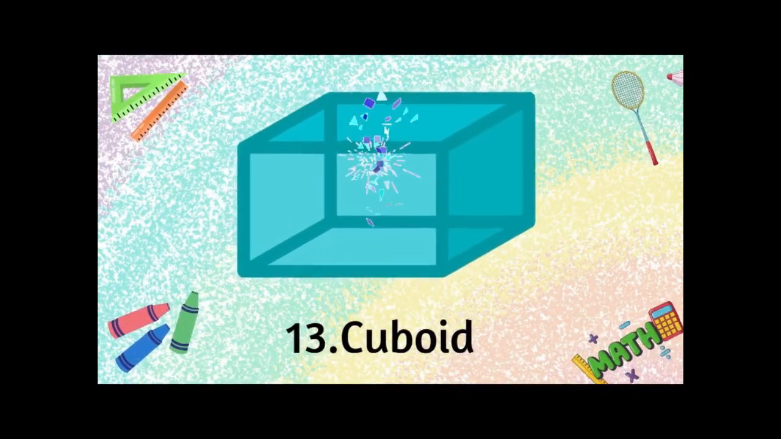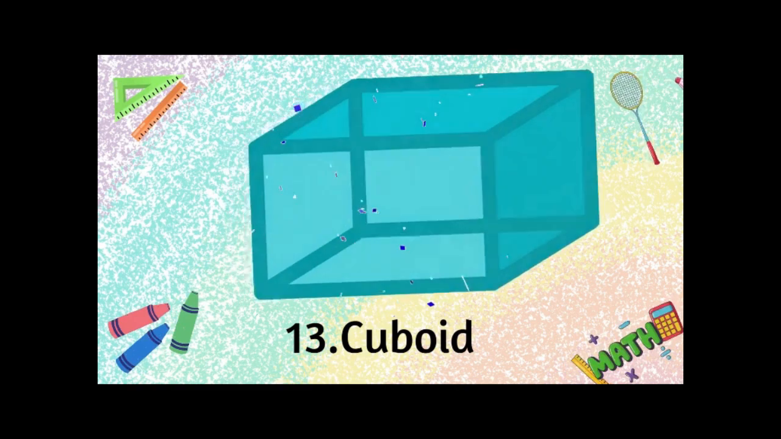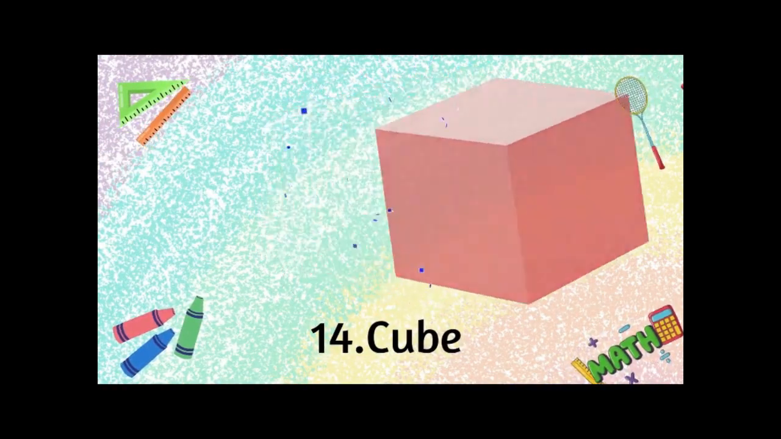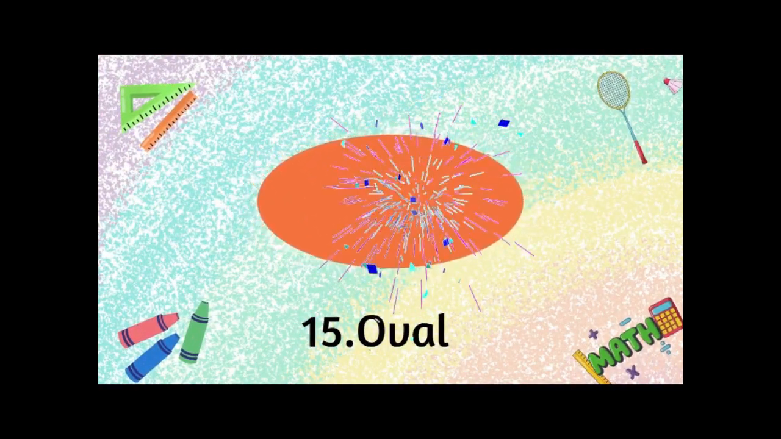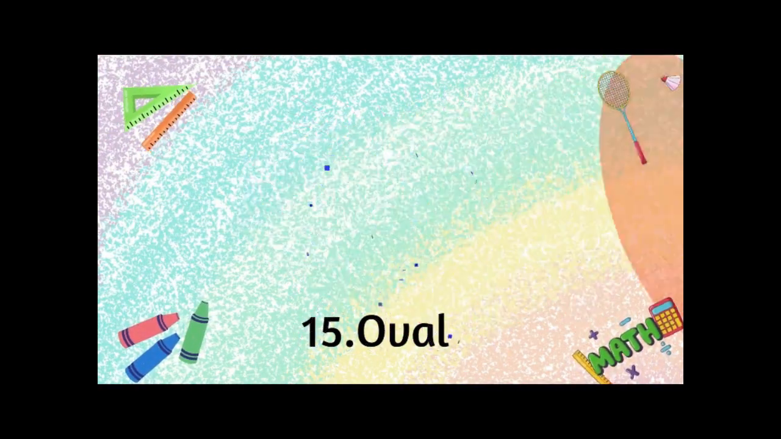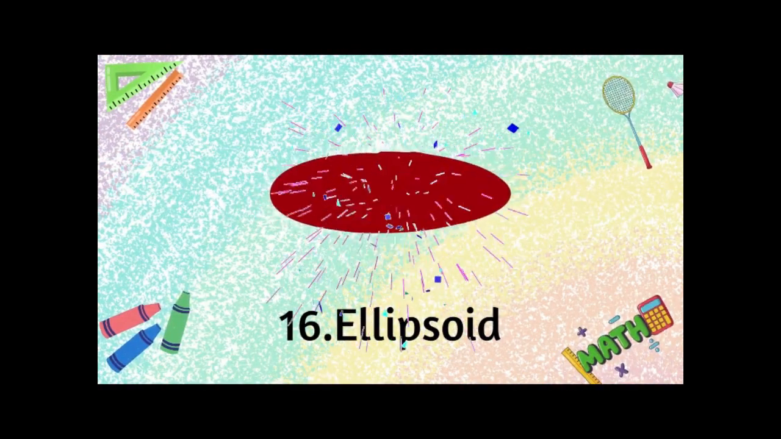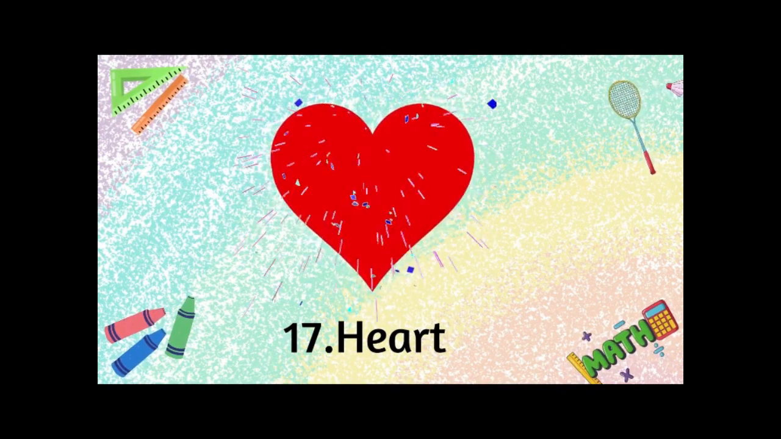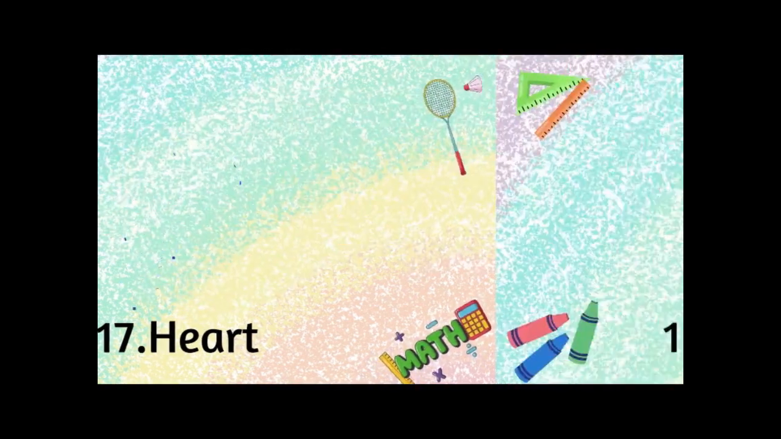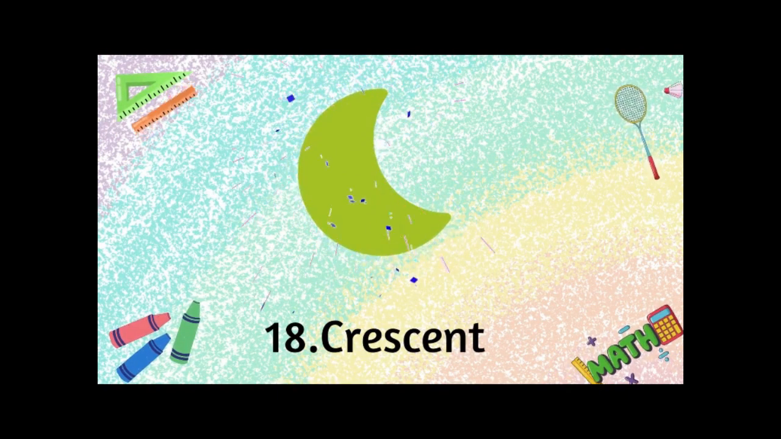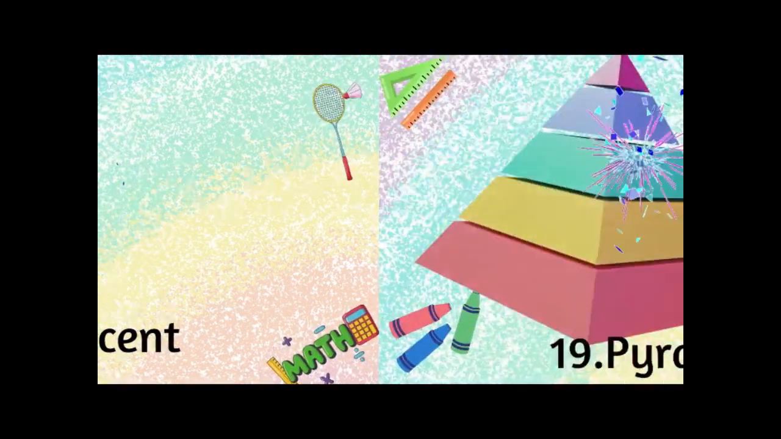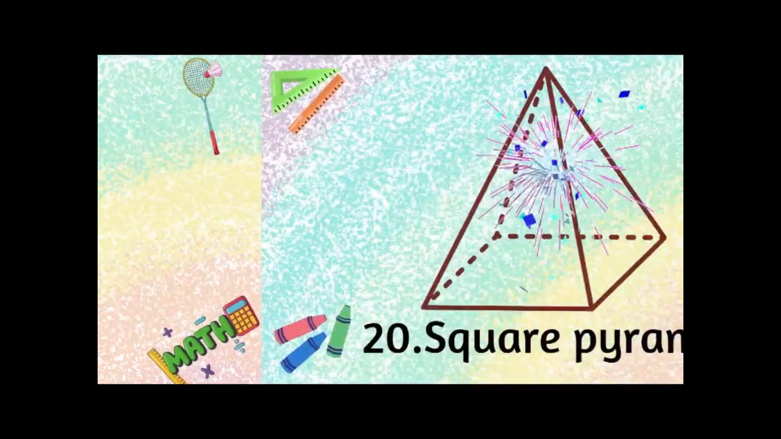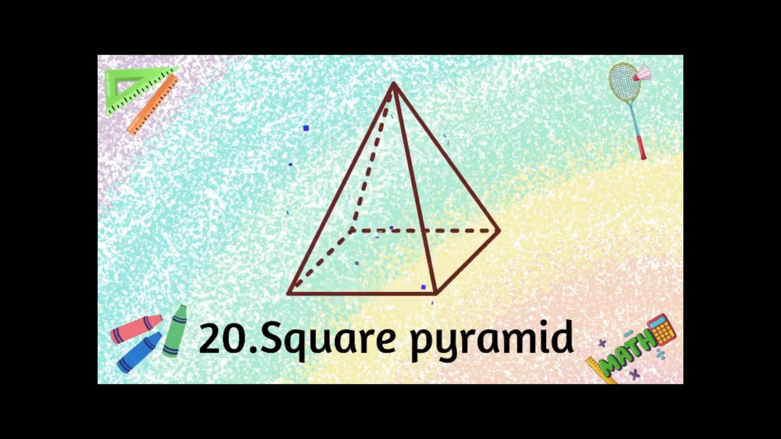Triangle, rectangle, circle, cuboid, oval, square. Cube. Oval. I'm a four-sided square. Ellipsoid. Shaped like a box. Heart. Crescent. And all four sides are the same. Triangle. Pyramid. Rectangle. Circle. Oval. Square.